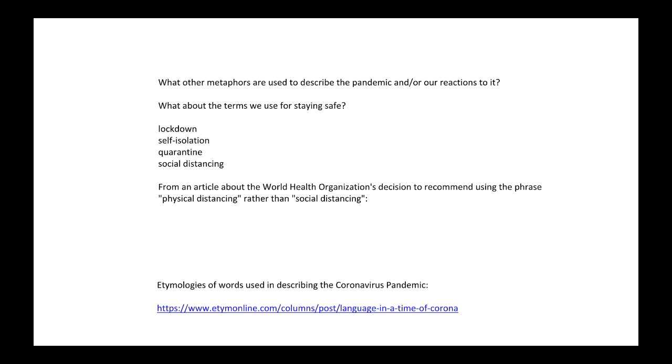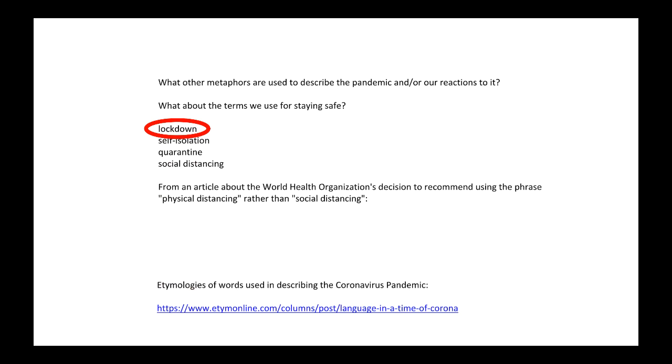And then what about the terms we're using for staying safe? Lockdown, self-isolation, quarantine, social distancing. They all have implications. In fact, the World Health Organization has decided to stop using social distancing and to use physical distancing instead because they want people to get together socially on Zoom, but they want them to be social and not to stop being social. And I found this article in Etymonline about the etymologies of the words that are now being used, like crisis and pandemic. You might find that interesting to look at.